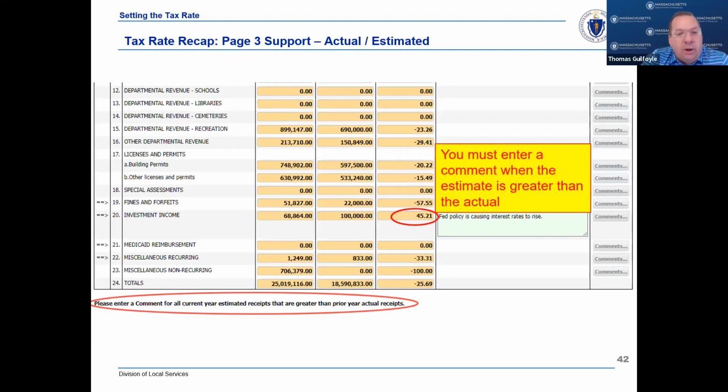What we're looking for on that is not "we anticipate we're going to get more money." You've got to have a good reason. Facts and figures are good, better than "we hope it's going to be a better year." You've seen investment income rates are higher. We'll buy that, but we want to have good explanations in there to help keep the process moving.